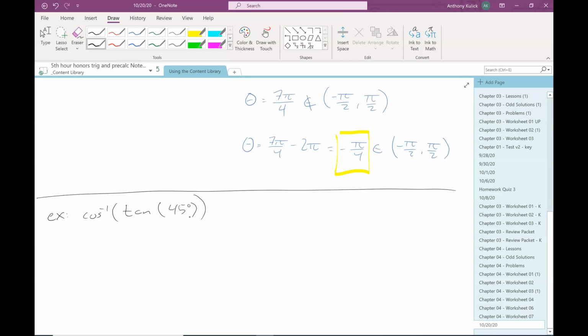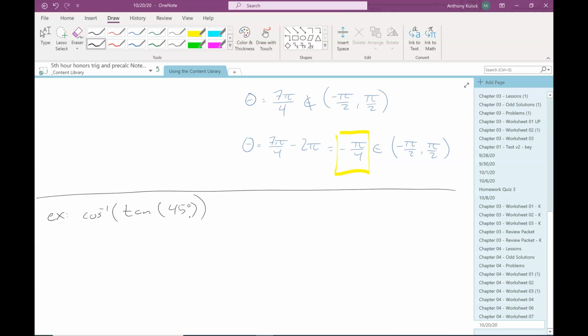What if we wanted to do this? Cosine inverse of tangent of 45. Well, this looks pretty terrible, but it's not bad. It's really the same problem as what we had before. It just includes one extra step.